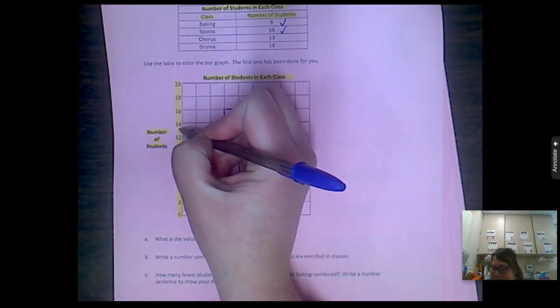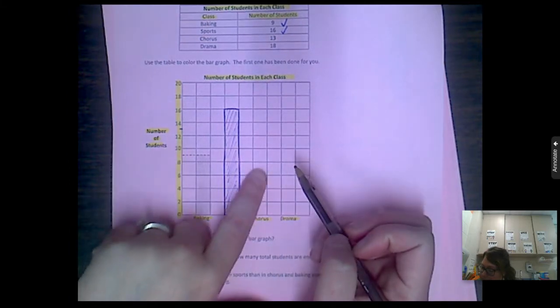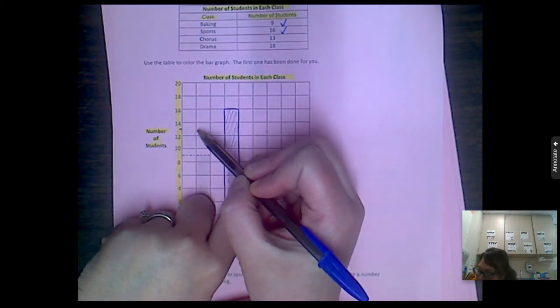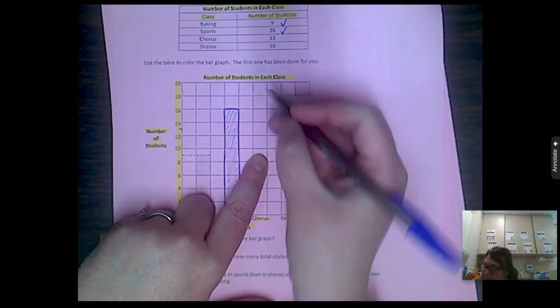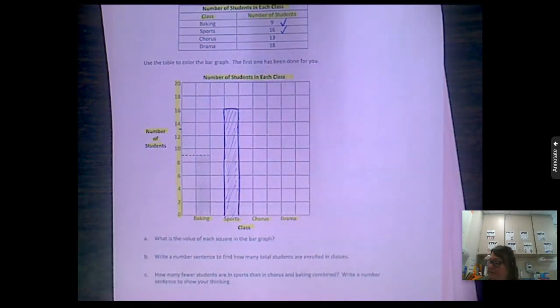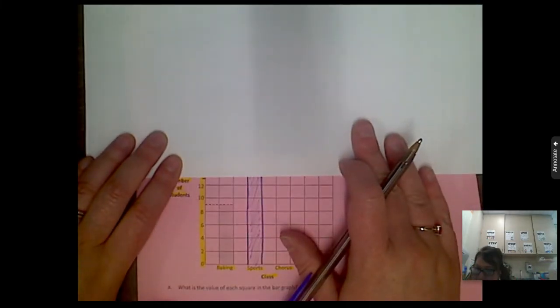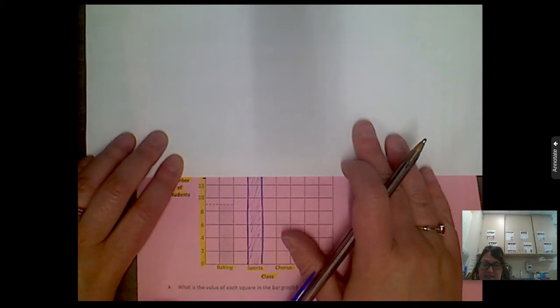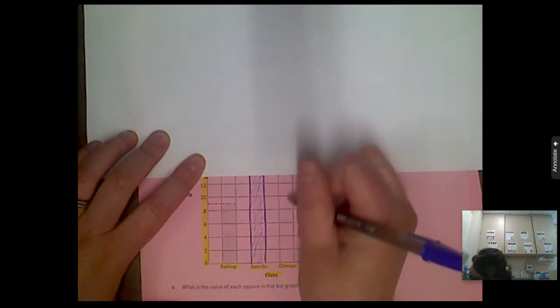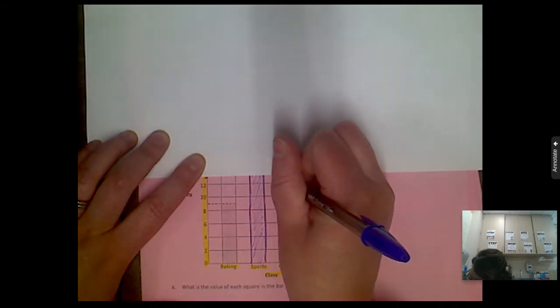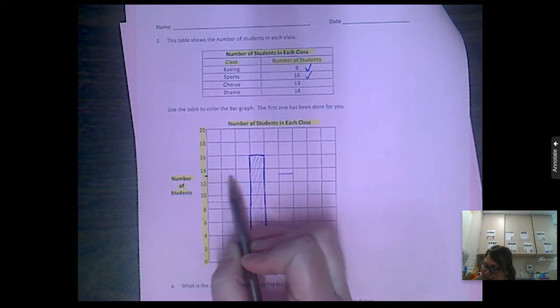So I'm just going to put a little mark right there to help me. And then chorus is right here. So if I take that and go across like that, or you could always use a piece of paper too, if that would be helpful. I just take a piece of paper like this, and I know that this is my 13 right there. I could use that to help me if that's easier for you. And I want to make sure that I'm right above chorus here. If you can trace it right across like that, though, that's fine too.